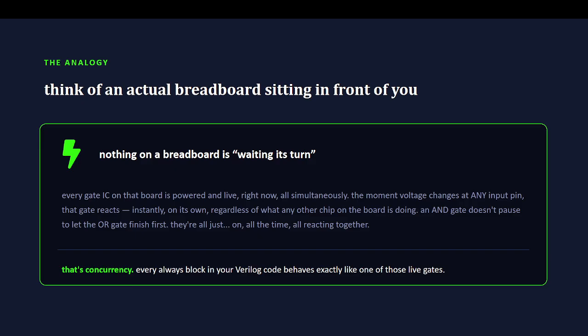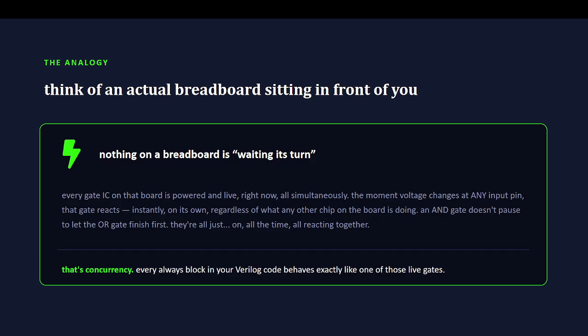The instant voltage changes at any input pin, any single one, that specific gate reacts instantly on its own. It doesn't check what the other chips are doing. It doesn't wait for the AND gate 3 inches away to finish its turn first. There is no turn, there is no queue. Every gate is just on permanently, reacting the second its inputs move. That right there is concurrency in physical form sitting on your desk, and here is the punchline.